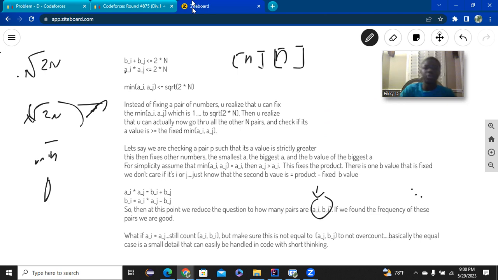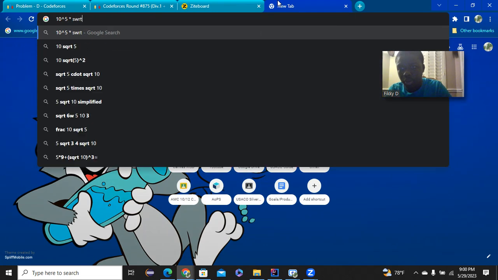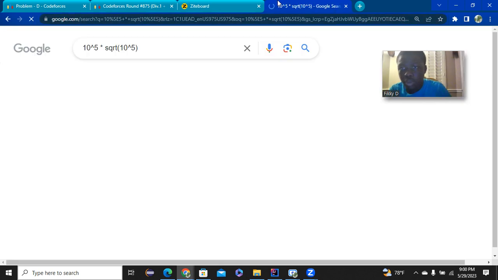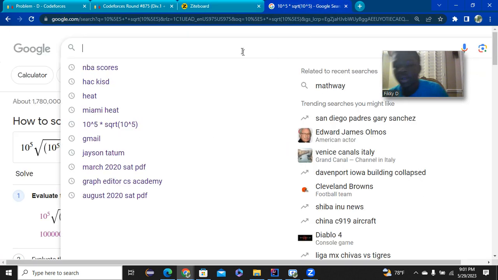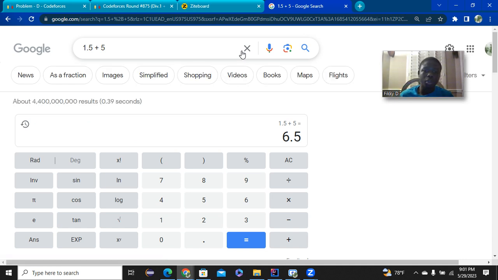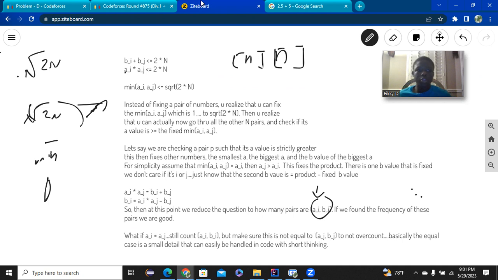10 to the 5, like 10 to the 5 halves. So it's like 1.5, or 2.5. Okay, seems like it works. And that's all we have to do. And that should work.